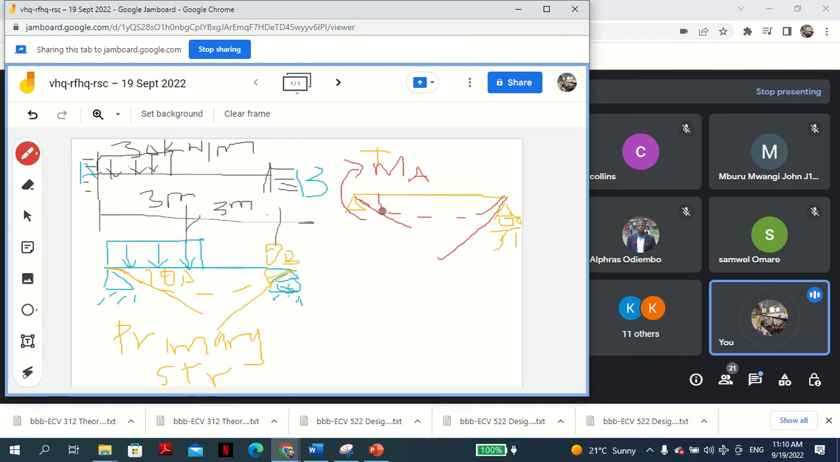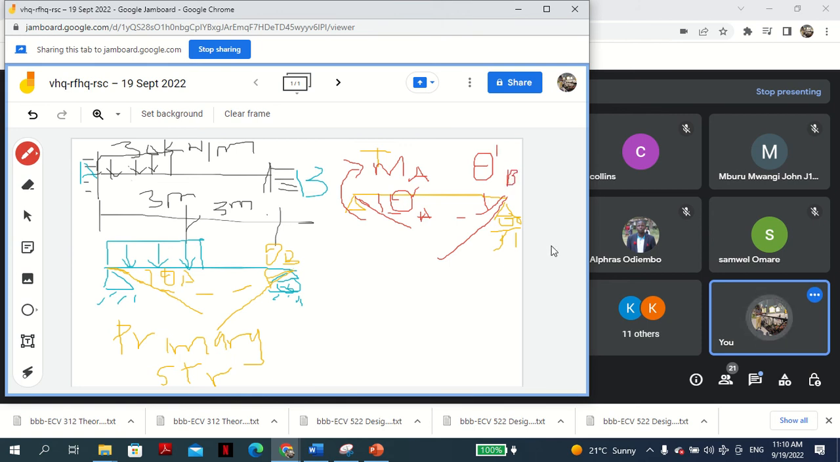Of course, here this load will cause theta A, but the moment MA also will cause some deflection there. Let's call it theta A, and theta B, and then this is theta B prime B.